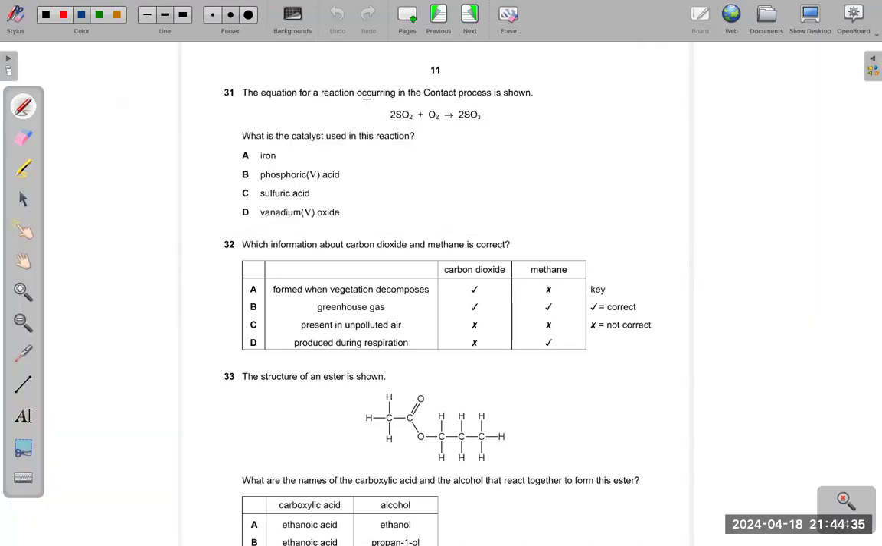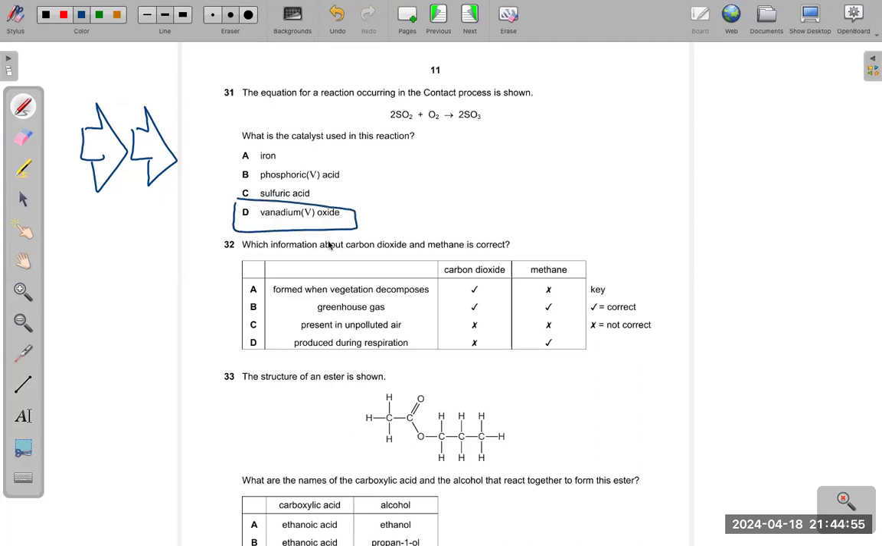The equation for a reaction occurring in the contact process is shown. What is the catalyst used in this reaction? Very, very important. What is the catalyst I use in the contact process? Does anybody know? Vanadium oxide. Vanadium, excellent. Vanadium pentoxide.